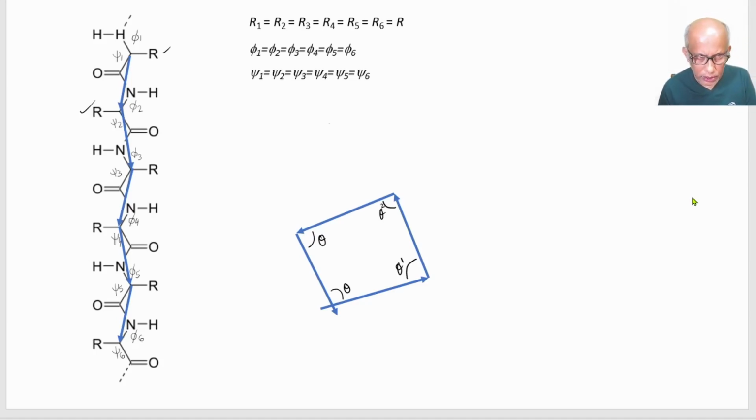But now, if phi 1 equals phi 2 and psi 1 equals psi 2, phi 2 equals phi 3 and psi 2 equals psi 3, so they are all the same, thereby one can argue that theta 1 also equals theta 2. That is, it makes the same angle. And then the same argument follows. So from theta 2, I have theta 3, which equals this, and theta 4, which equals that.